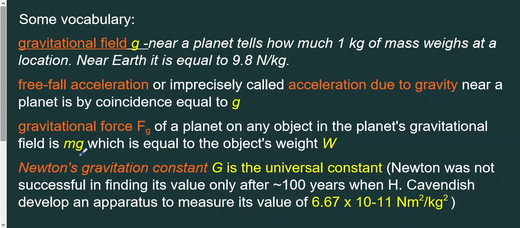Another one is Newton's gravitational constant, which is the uppercase G. So be careful. We now have two g's here: the lowercase g, which is the gravitational field, and the uppercase G, which is the gravitational constant.